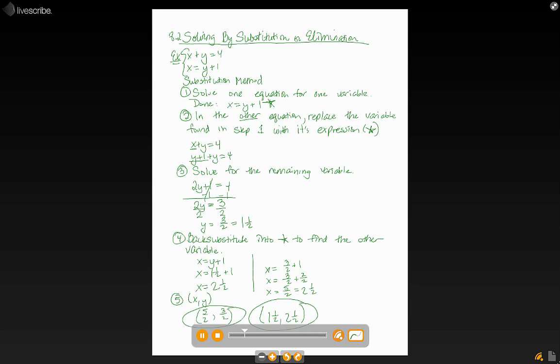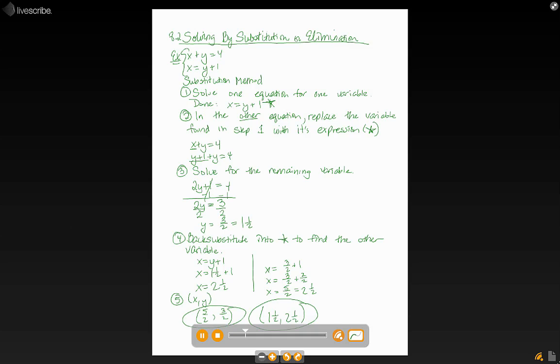5 halves, 3 halves? Oh, it doesn't matter. It's actually much easier to use 5 halves plus 3 halves because it's an improper fraction. It'll be easier to work with. Yeah, but both work. Yeah, that's true. They both work. Okay, so that's the substitution method.